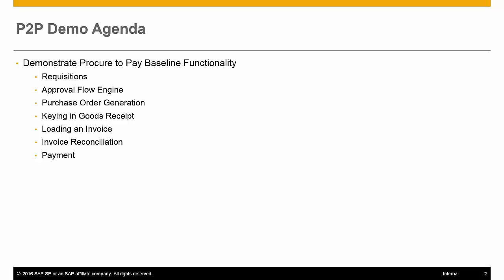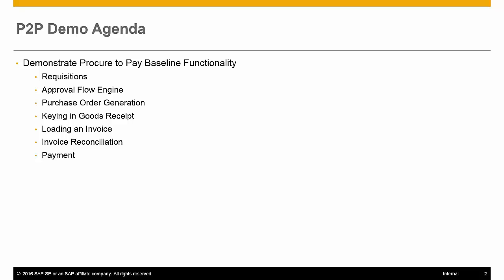Next, we will view the approvals from the approver's point of view and actually go through and fully approve our requisition. When the requisition is fully approved, Ariba will automatically generate an associated purchase order and dispatch that to the supplier for fulfillment. Once the supplier has sent us our goods, the next step is for us to key in a goods receipt in the system.